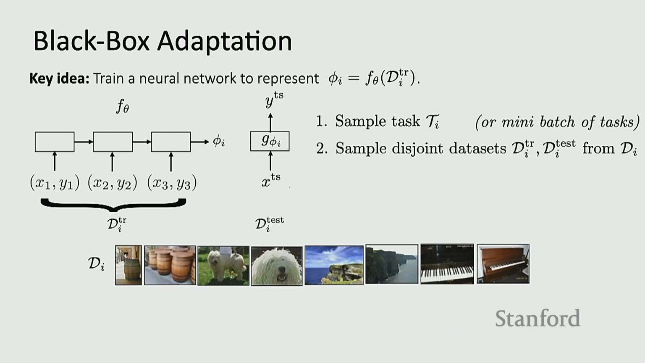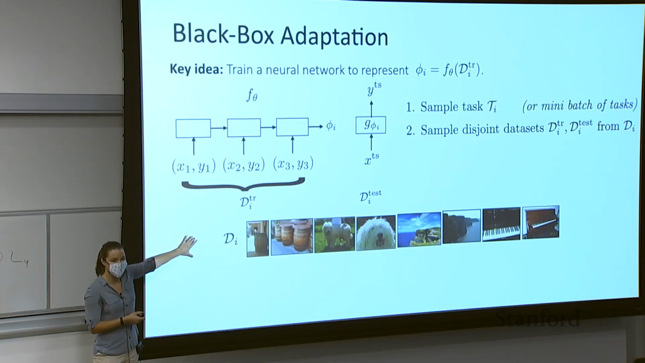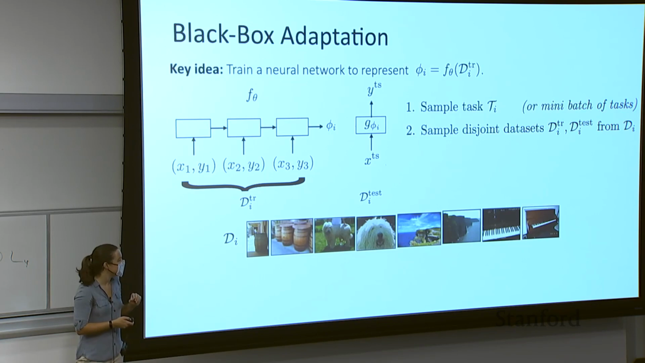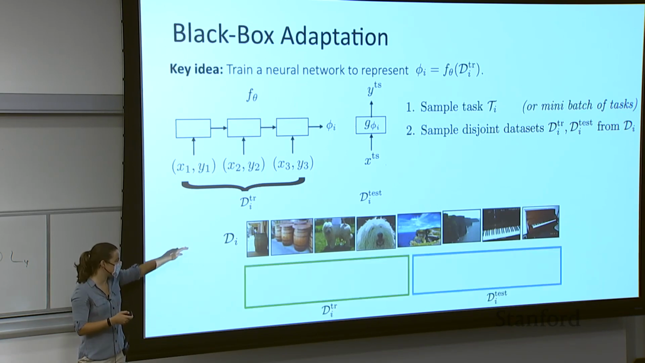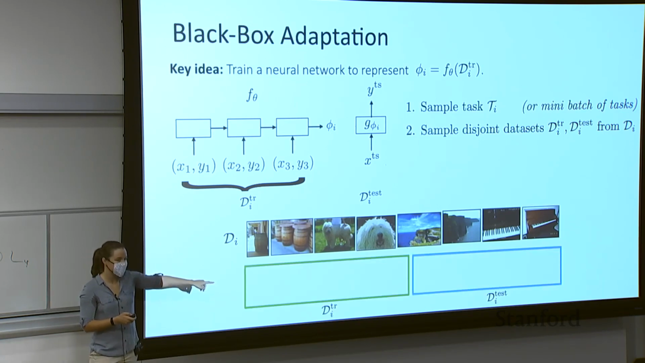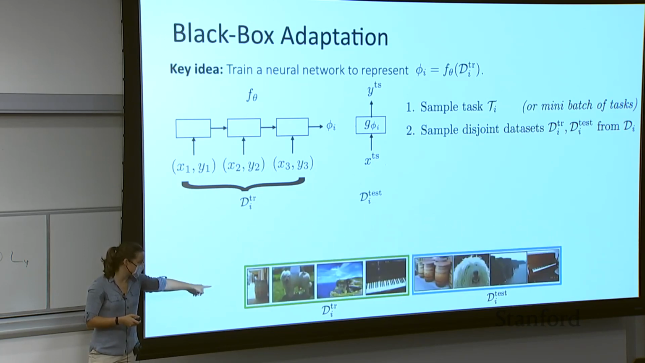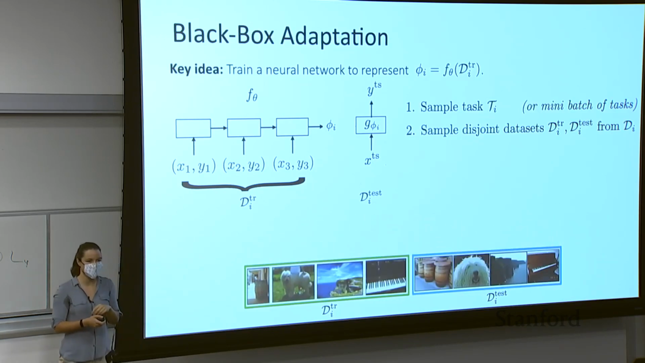Then what we'll do is sample a set of images for that particular task, that n-way classification task. Then we will randomly partition that into a training set and a test set. So we'll randomly choose some images to be used as the support set and some images to be used as the query set.